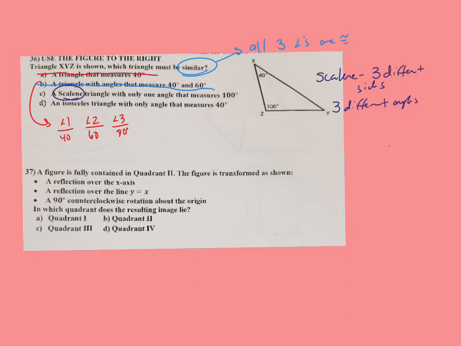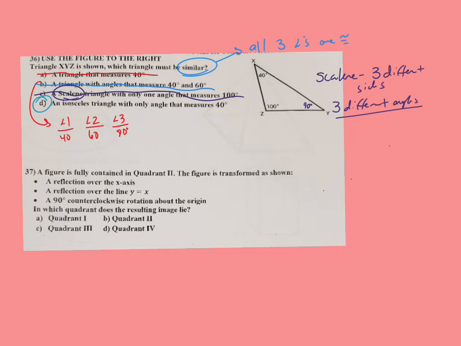Now this is assuming that one of these choices could work. All right, so if it's scaling, it has to have three different angles. I know this is 40 degrees. So the only way you could have a scaling triangle with 100 degrees is if these two cannot be the same. So there's no way it's C. Right away I already think it's going to be D.